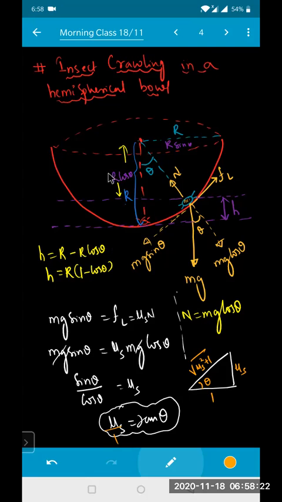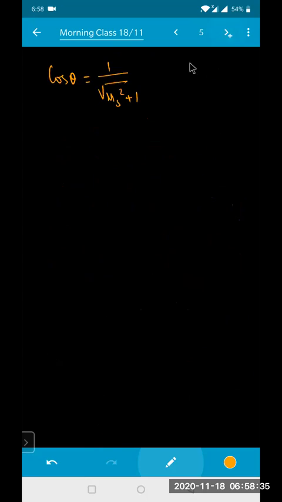From here to here, what will this value be? We wrote R minus h. The total is R. So cos theta will be equal to how much? Cos theta is also equal to R minus h divided by R.